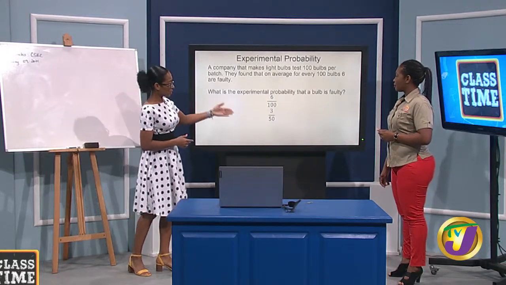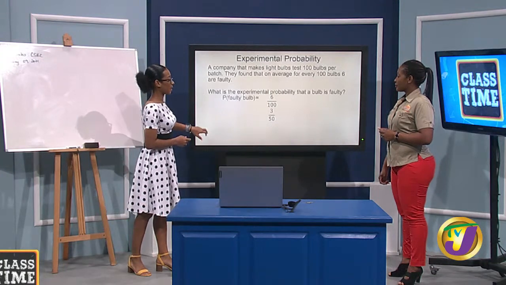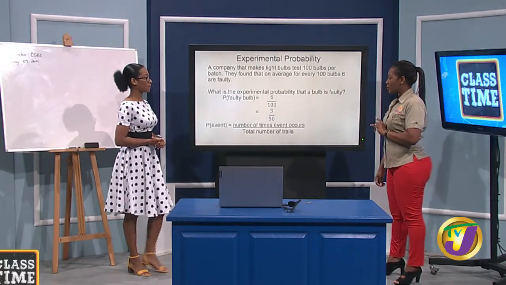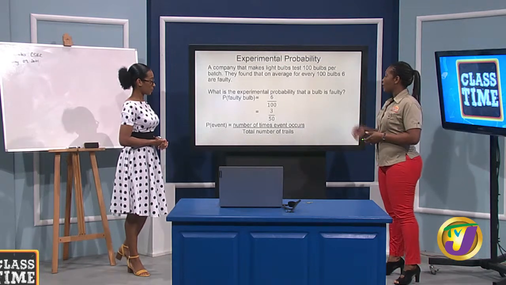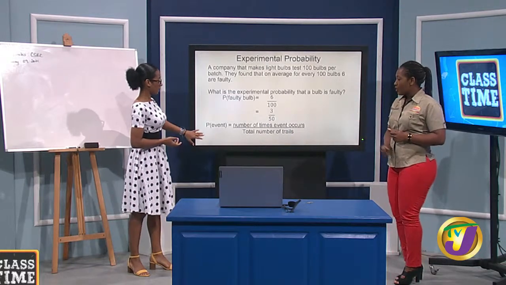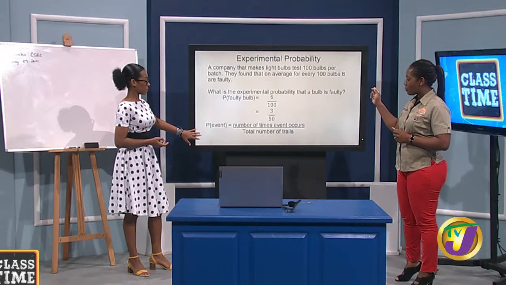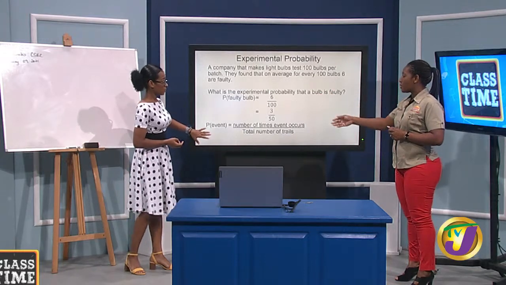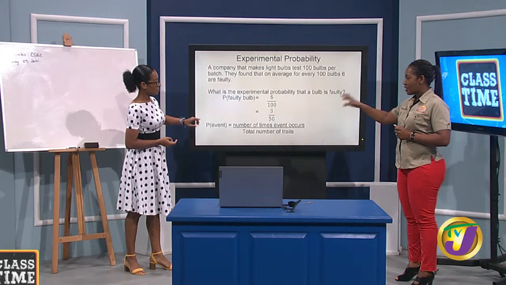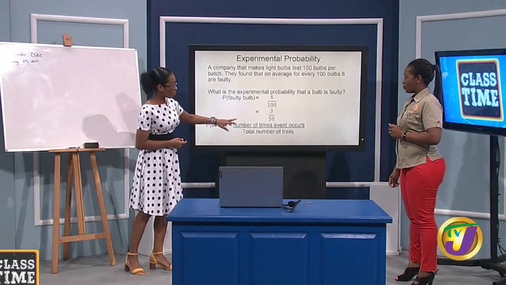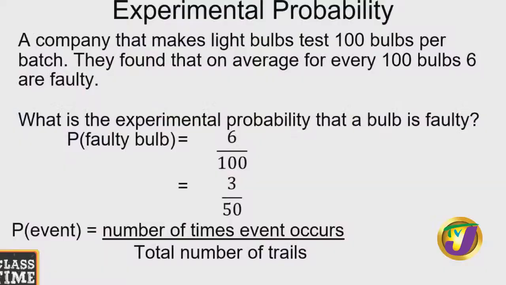Outcomes here, yes. And when we simplify our 6 out of 100, we would arrive at 3 out of 50. So the experimental probability for faulty bulbs out of a batch of 100 is 6/100, and simplified, we're factorizing by 2 there, we get 3/50. So in order to find the experimental probability, we would divide the number of times the event occurs, in this case the faulty bulbs, by the total number of trials. In this case, it's 100 bulbs in each batch, so for every 100. So remember now, the number of times the event occurs would have been 6. Yes, 6. And the total number of trials would be 100.